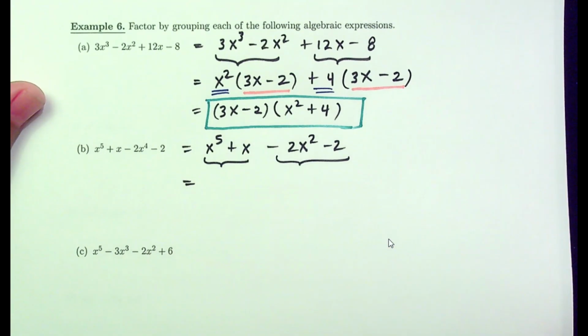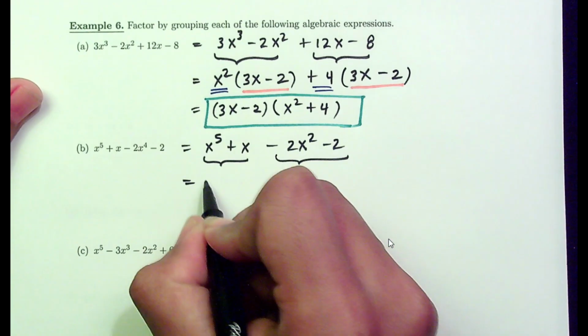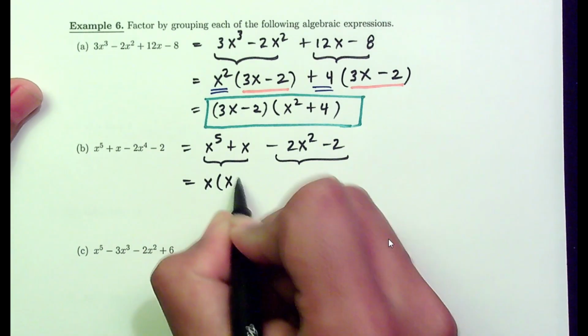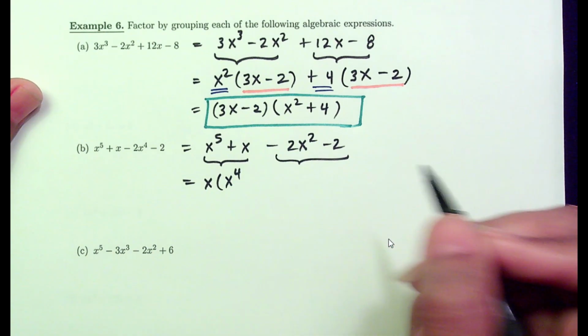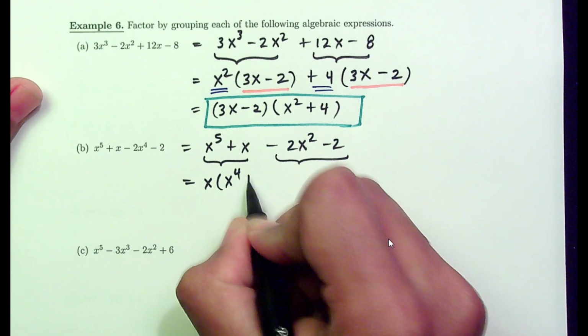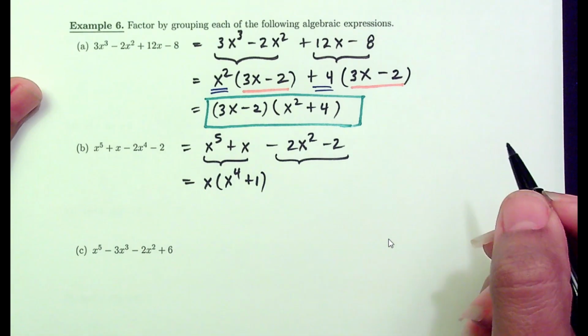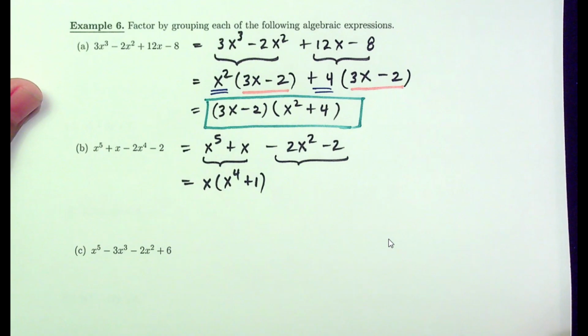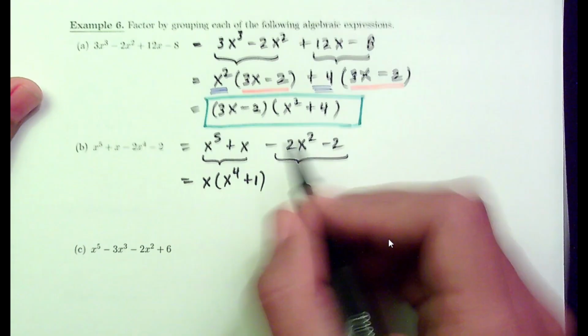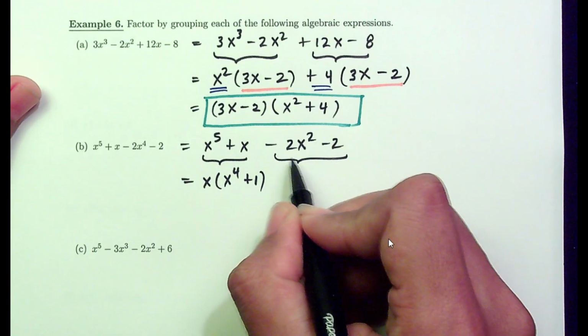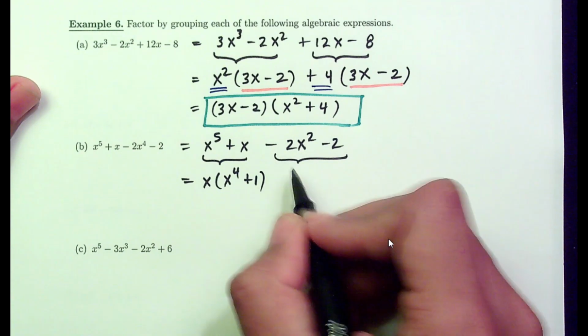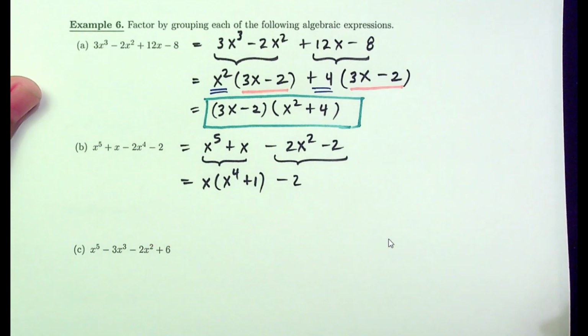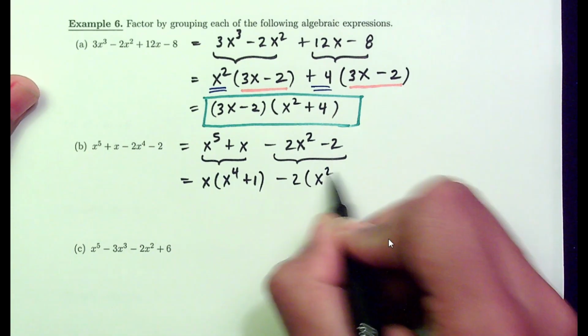All right, from the first two, the GCF is just x. And that's going to leave me with x to the 4 plus 1 inside. And then from these two, what is common is the negative 2. You see negative 2 from both of them. You typically do bring with you the negative. So pull out the negative 2, and what you're left with is x squared plus 1.